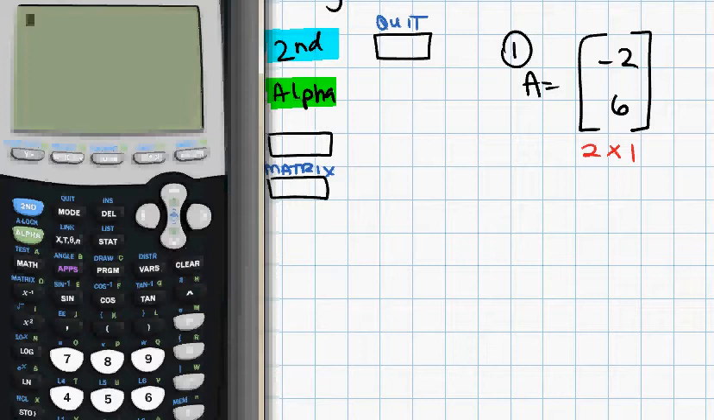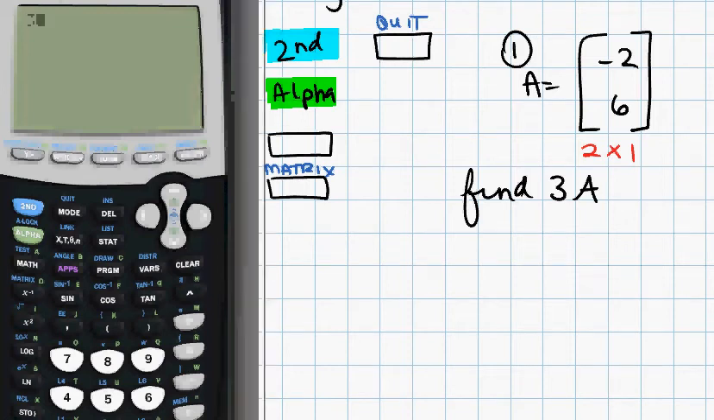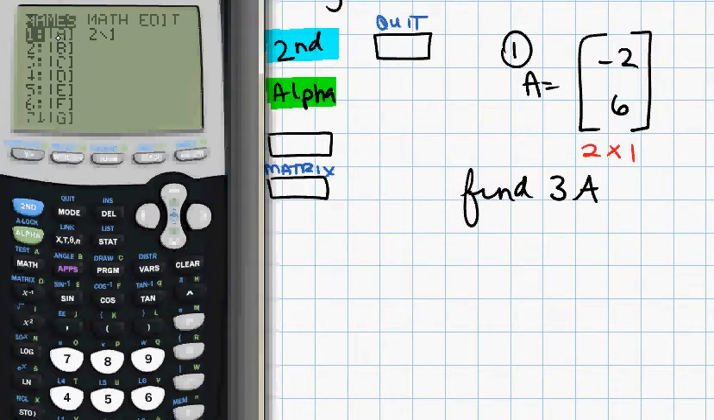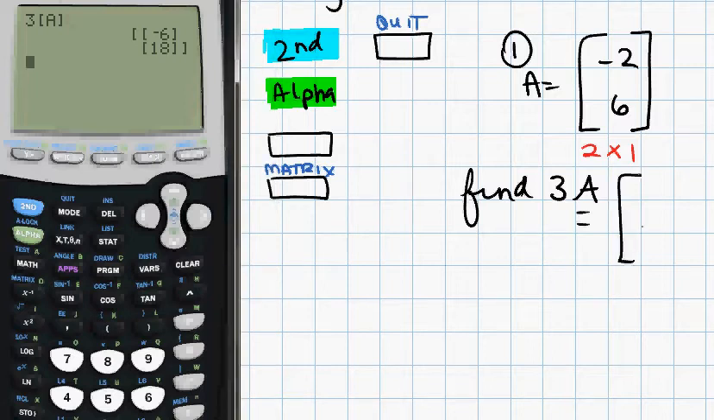So what can we do with matrix A? Well, yesterday we multiplied matrices by numbers. So let's do that again. Let's find 3A. Now you know what the answer should be, so let's just make sure the calculator can give you that answer. So 3 times A. Type in 3, and then go to matrix, and this time you're going to just pick matrix A off that first screen. And if you hit enter one more time, you get what you expect to get, -6, 18.